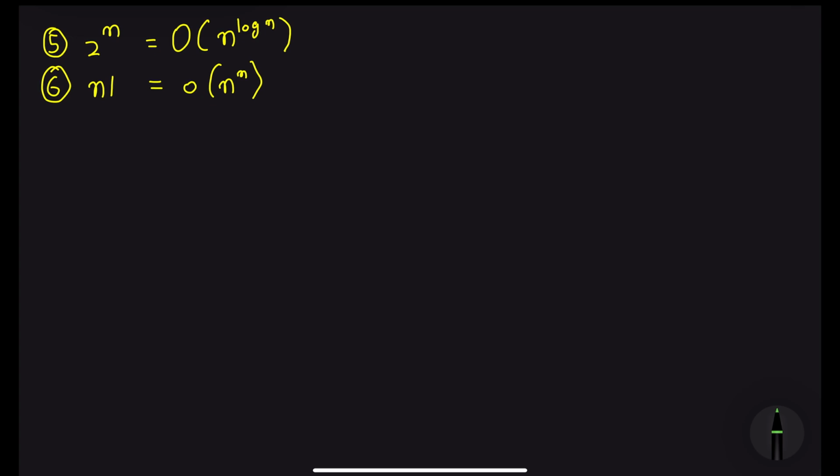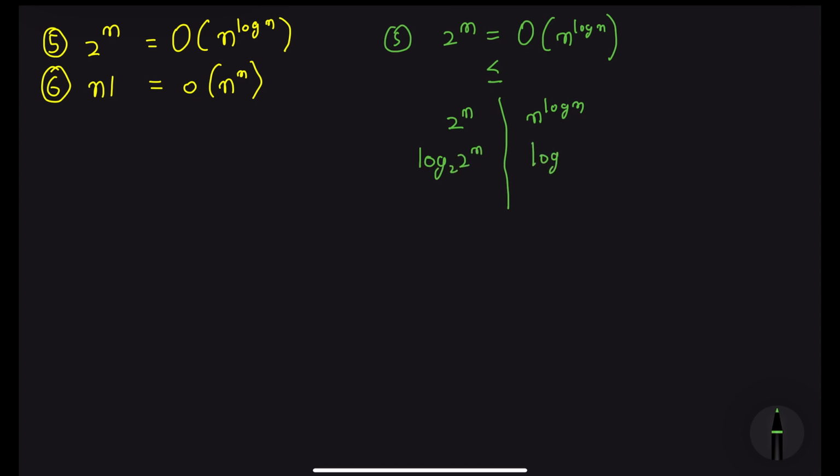Let's solve the fifth question. So we have 2 raised to the power n equal to big O of n raised to the power log n. So here we have to prove that 2 raised to the power n is smaller than or equal to n raised to the power log n. So let's solve it. Here we have 2 raised to the power n, and here is n raised to the power log n. We will take log both side. Log base 2, 2 raised to the power n equal to log n raised to the power log n.